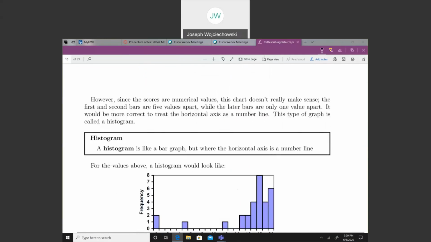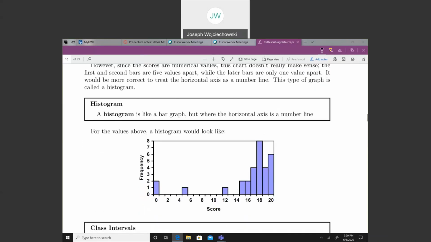Now, since the scores are numerical values, this chart doesn't really make sense. The first and second bars are 5 values apart, while the later bars are only 1 value apart. It would be more correct to treat the horizontal axis as a number line, and this type of graph is called a histogram. The histogram is like a bar graph, but where the horizontal axis is a number line.